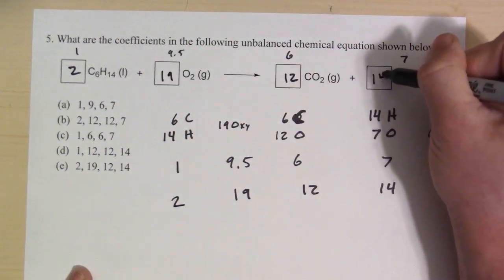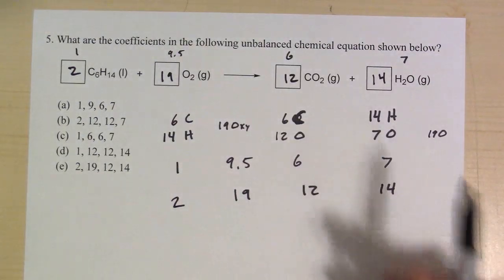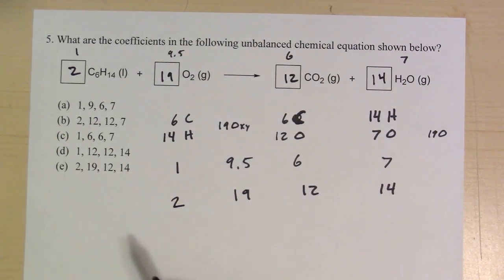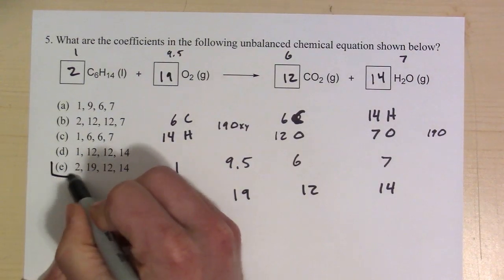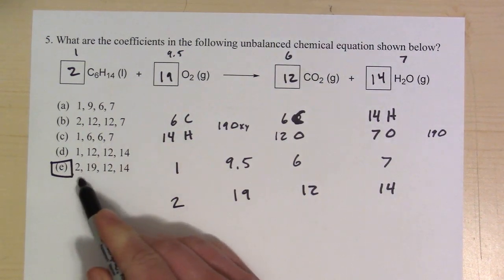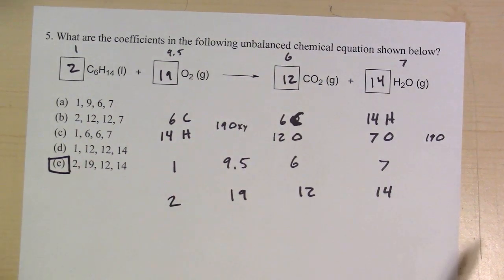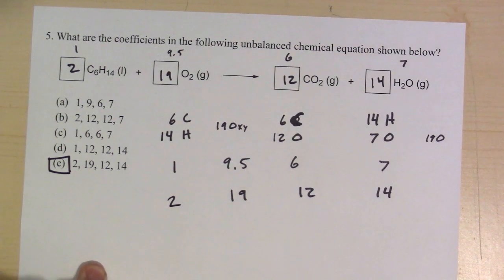coefficients for each of these reactants and products in this equation, and we see that that matches with answer choice E here, 2, 19, 12, and 14, so the answer there is E.